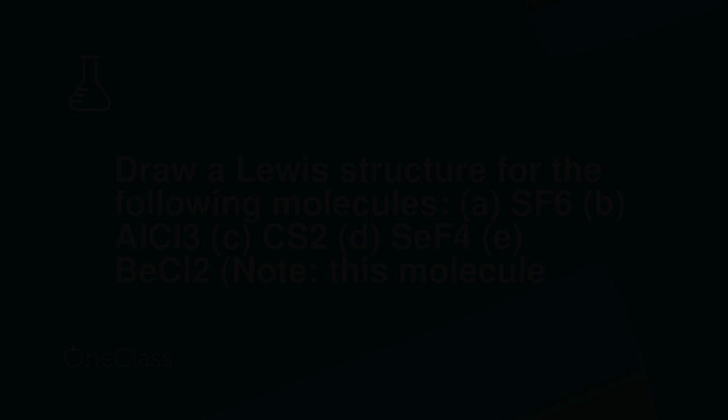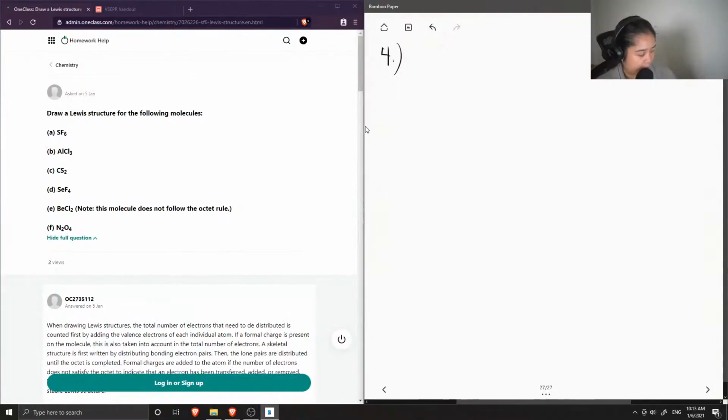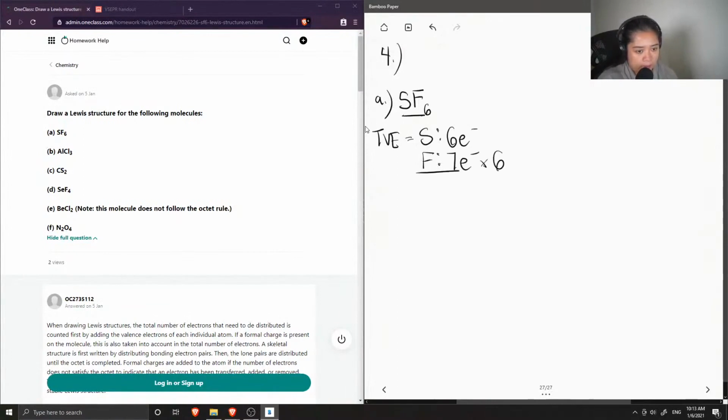Okay, so question number 4. To just draw Lewis structures for the following molecules. So first we have sulfur hexafluoride. Let's calculate the total valence electrons in this molecule. So sulfur has 6 and fluorine has 7, but there are 6 fluorine atoms in total. So if we added it all up, we get a total of 48 valence electrons.